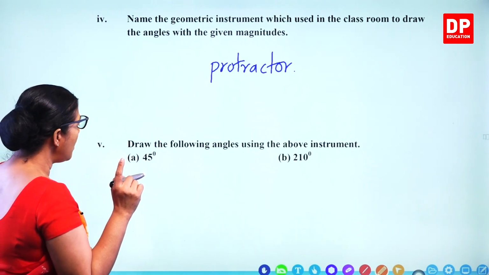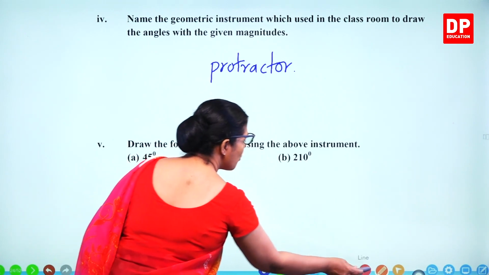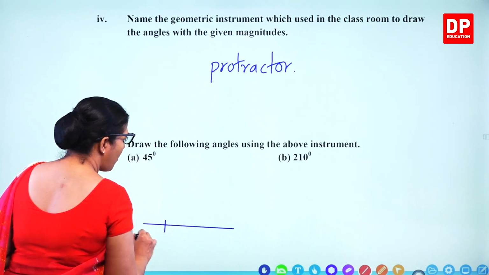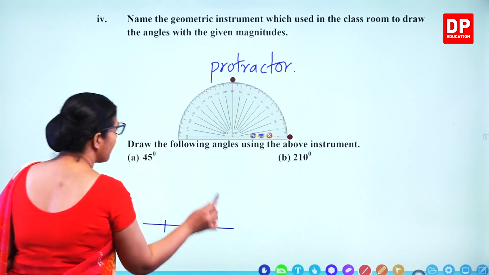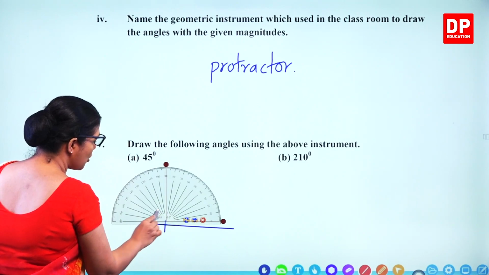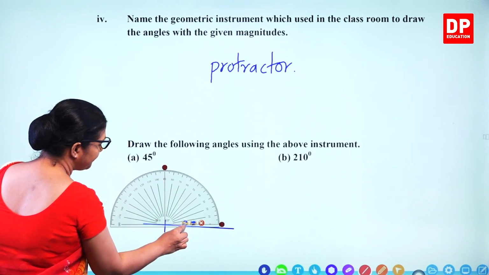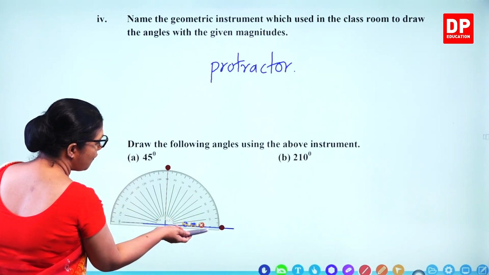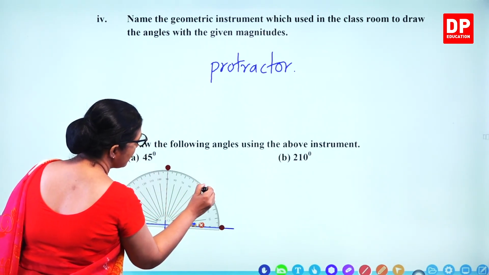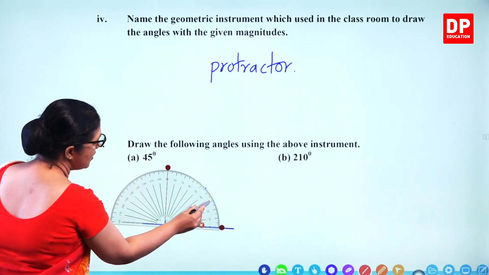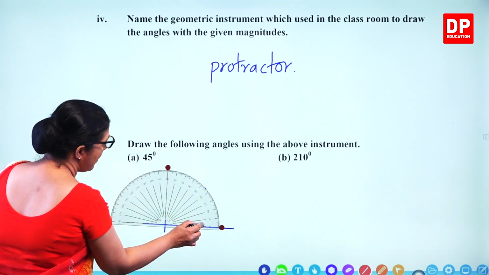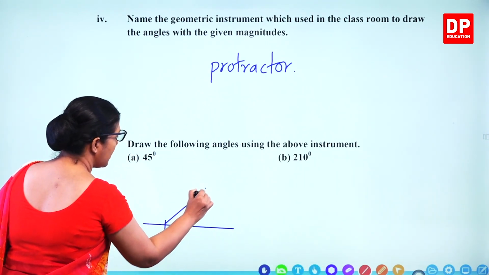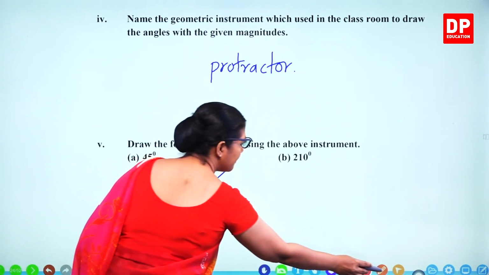So we have to draw a 45-degree angle. What you can do, you can draw a straight line segment and mark a point, and then take the protractor, measure 45-degree angle. 45 from here, so this point. 10, 20, 30, 40, 45. And now you can connect this point and this one. So 45 degrees here.